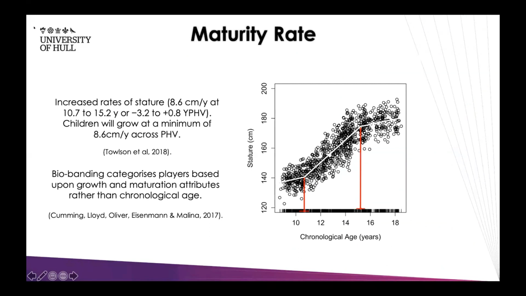The previous picture leads me onto the work of Towson et al. 2018. The figure on the right shows that the greatest rate of growth occurs between the ages of 10.7 and 15.2 years. It also illustrates that the growth spurt varies between people in terms of timing, and this leads to early and late developers, as we've seen in the previous picture. One way to combat this is through biobanding strategies. Biobanding is a way of categorizing players based upon growth and maturation rather than chronological age.